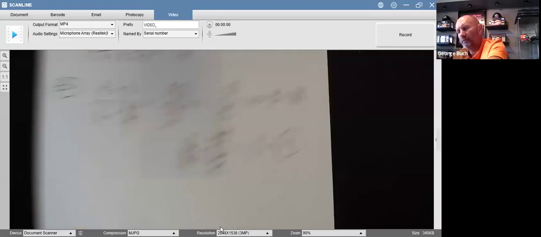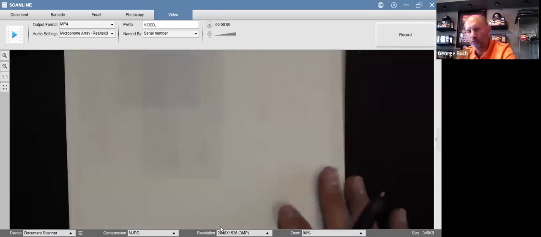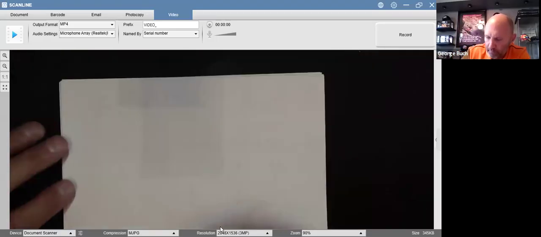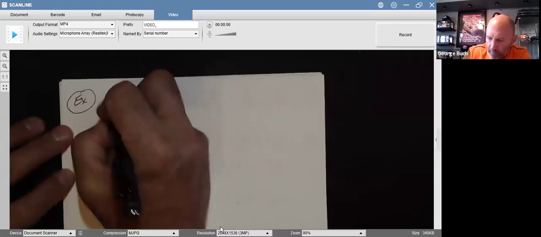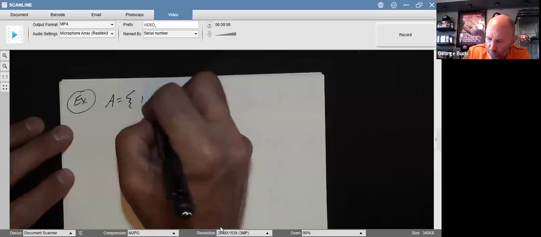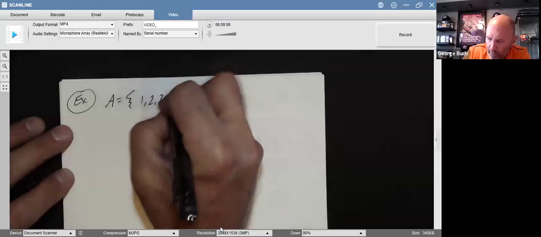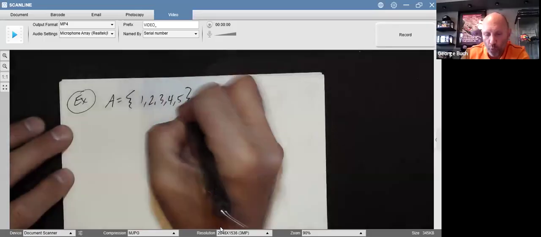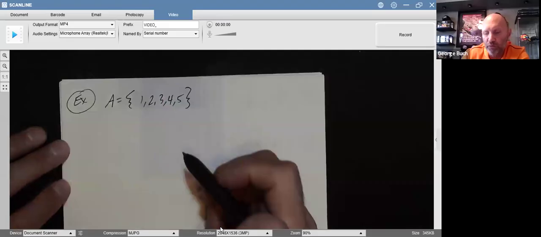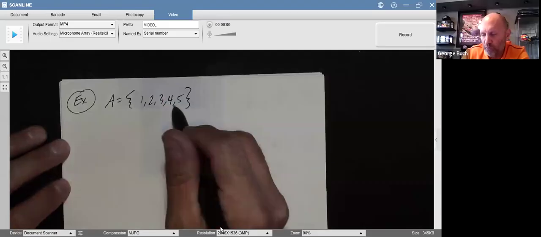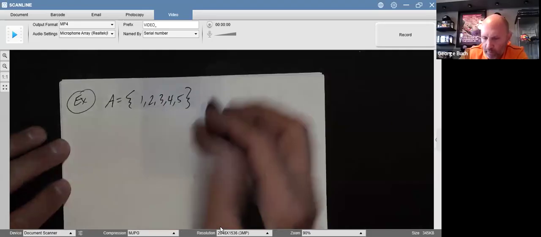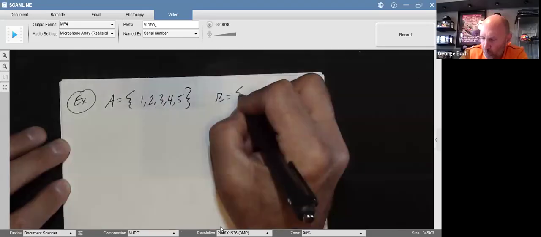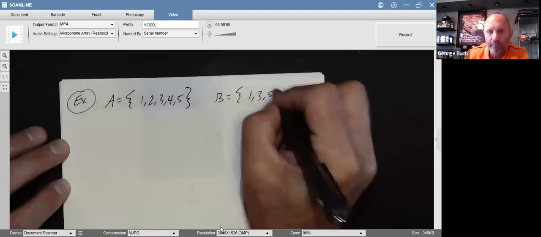All right, let's look at our union and intersection problems. So let's say set A is the numbers 1, 2, 3, 4, 5, and it has the braces, so it's only those numbers, not anything in between, not 4.5, not 2.3, no, just those numbers. And then B is 1, 3, and 5.